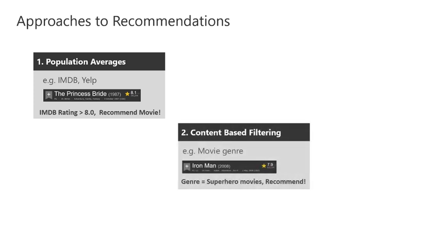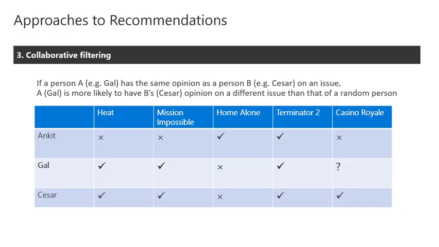The second one is content-based filtering. For example, I see that you love superhero movies. So, if Iron Man is a superhero movie, recommend it to the user. And then there's the collaborative filtering, which is what we're going to use. For example, there's someone that has the same opinion or the same taste like another one on an issue. So, if this person likes something, it's more likely that the other person will like it as well.